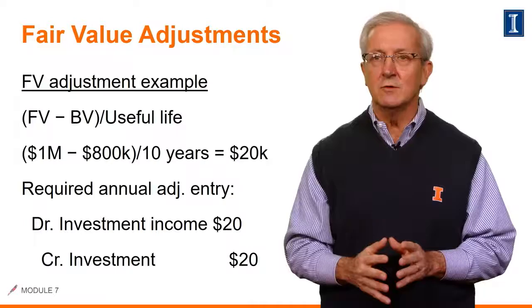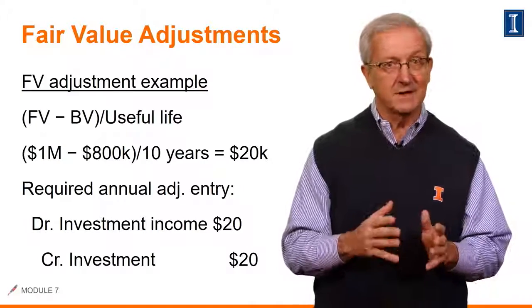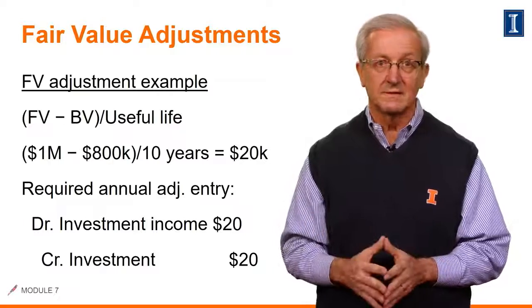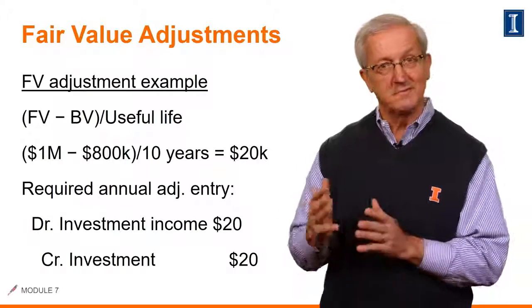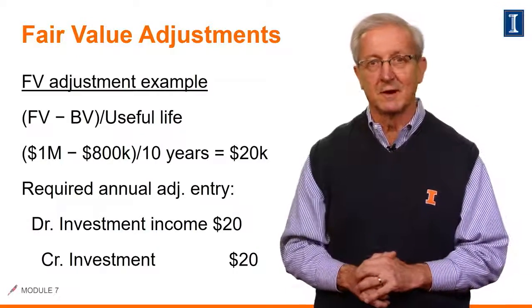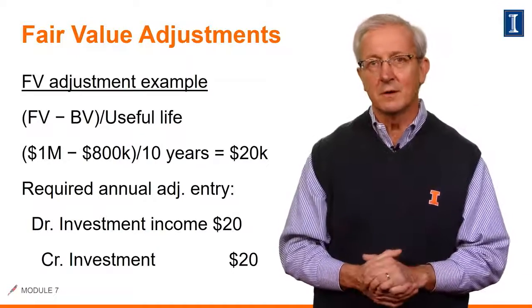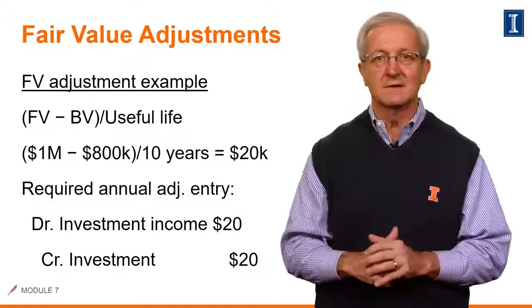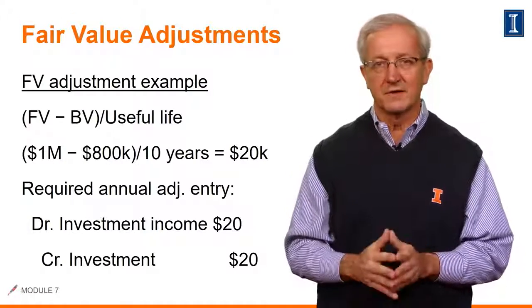Our required annual adjustment entry here would be a debit to the investment income for $20,000, which is basically an expense, and we would credit or reduce our investment account. It reduces that investment account from our last lesson. So as we did before, I'm going to move over to the whiteboard now to review the impact of this amortizing the differential concept on our overall investment.